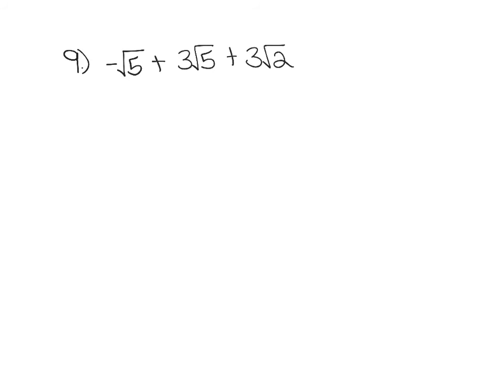Okay, let's do another one. So on this one I have a radical 5, negative radical 5, plus a 3 radical 5, plus a 3 radical 2. So the radical 5, the radical 5, and the radical 2, none of those are going to simplify. So now I'm just going to see if I have any like terms. So I have a radical 5, I have another radical 5, and then I have a radical 2, but no other radical 2's. So let's go ahead and combine what are like terms.